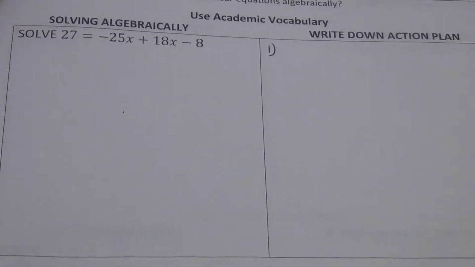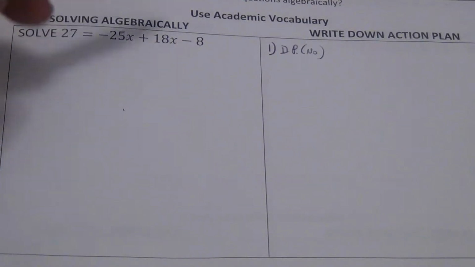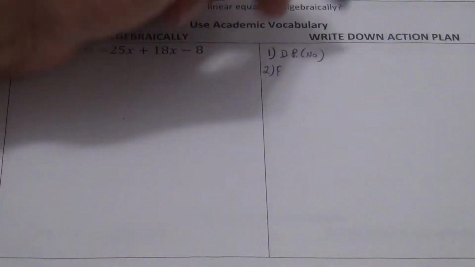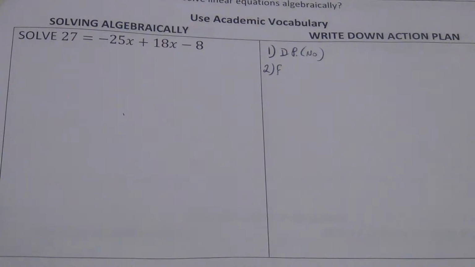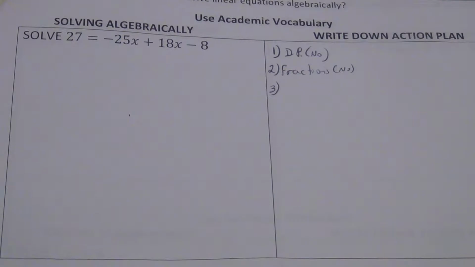So for example, what is the first thing that we need to look at when we solve linear equations? Do we have the distributive property? I don't see any parentheses being multiplied, so no. Then, do I have fractions? You have to write distributive property, but I'll just write DP. Fractions: no.